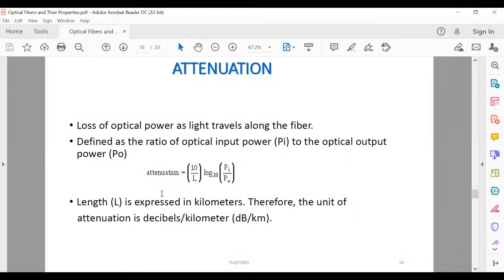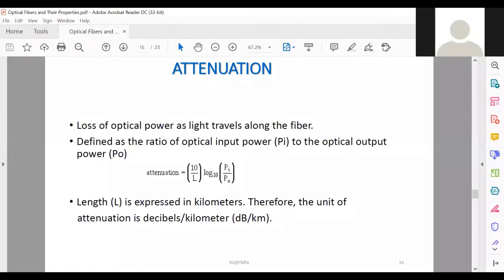This equation describes the definition of attenuation, where L is the length expressed in kilometers, and therefore the unit of attenuation is decibels per kilometer. Basically this is caused by absorption, as I have told you, scattering and bending losses. Each mechanism of loss is influenced by the fiber material properties and the fiber structure also. However, this loss is also present at fiber connections.